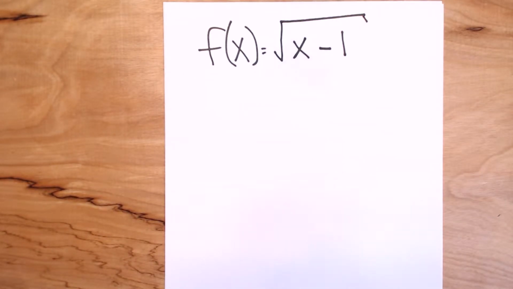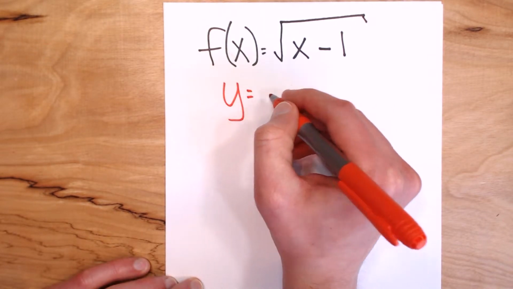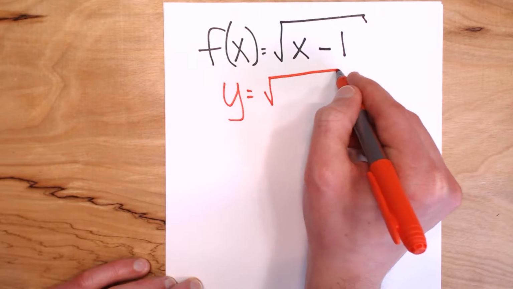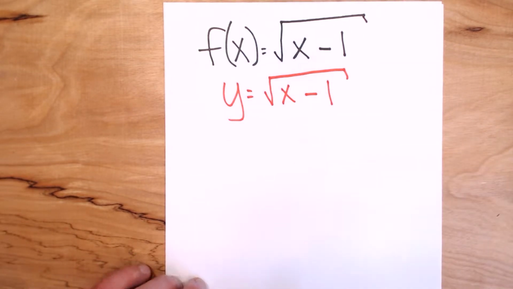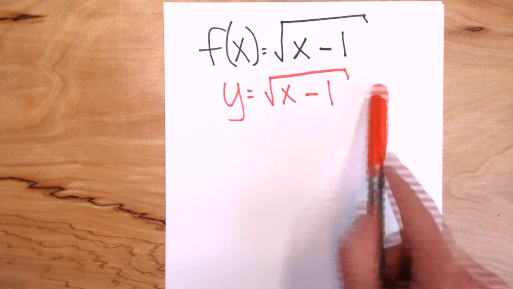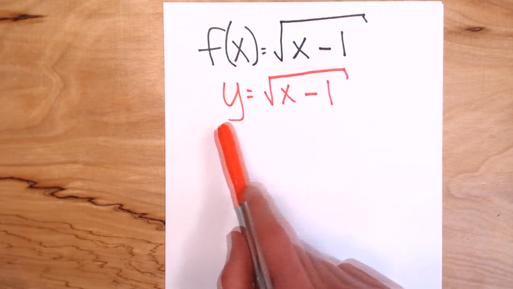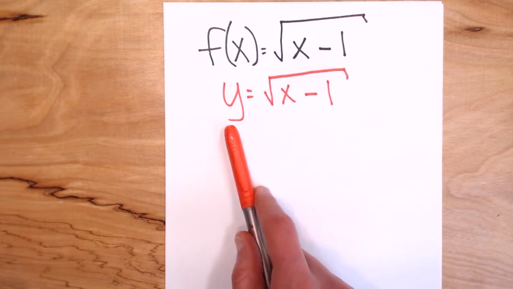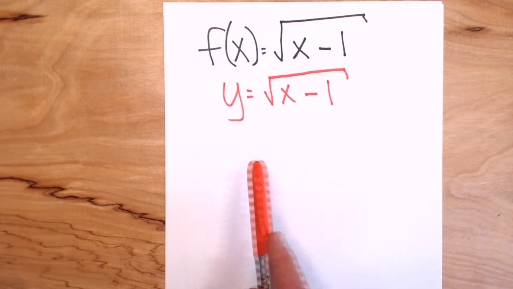The first thing I want to do is rewrite the function with a y instead of f of x. And we're always allowed to do this. f of x and y are equivalent. All right. So back to our definition of domain, which is all possible x values. Let's think about this function, square root of x minus 1. Are there any input values for which our function breaks, our machine breaks and doesn't work?